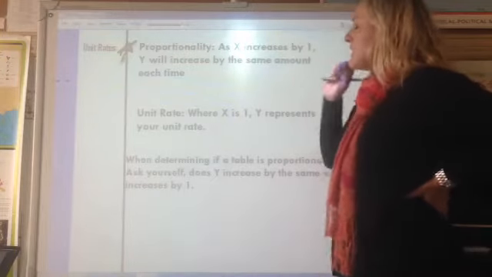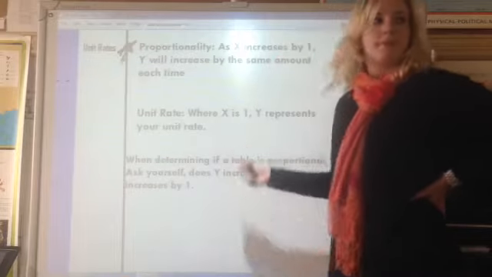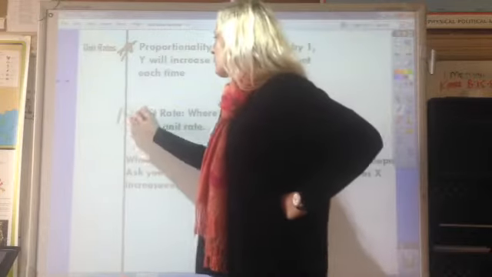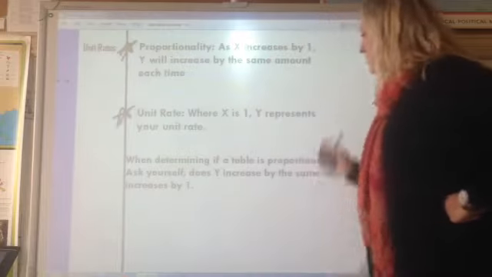All right, the next thing, this should all be reviewed from 7th grade. Let's talk about unit rate. Where x is 1, y will represent your unit rate. So if I'm looking at a graph, wherever x is 1, y will be my unit rate.